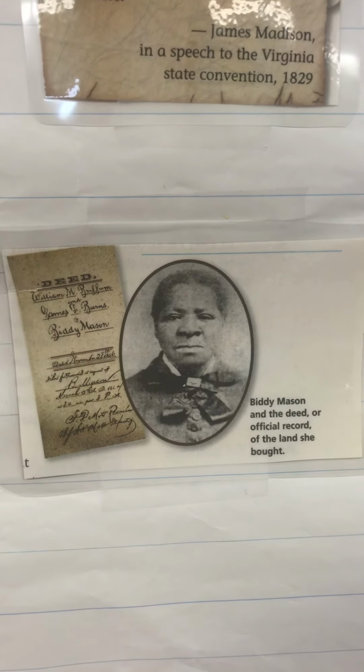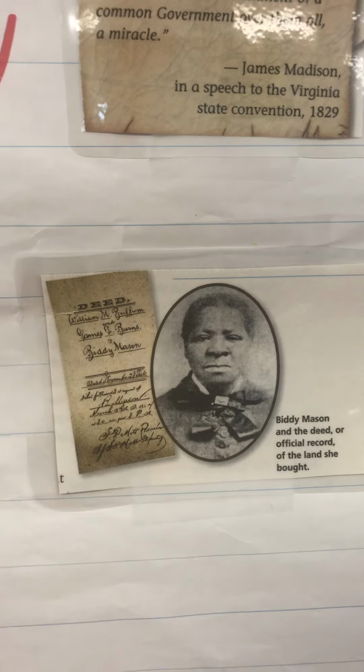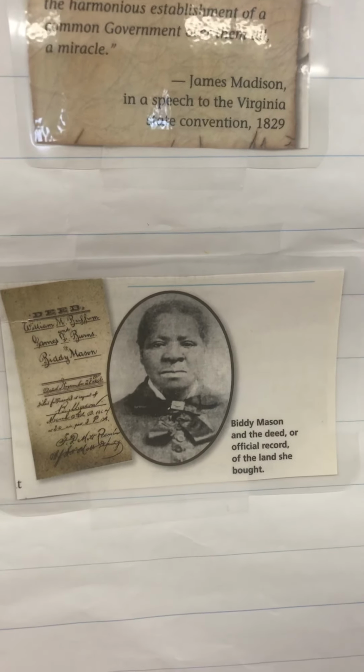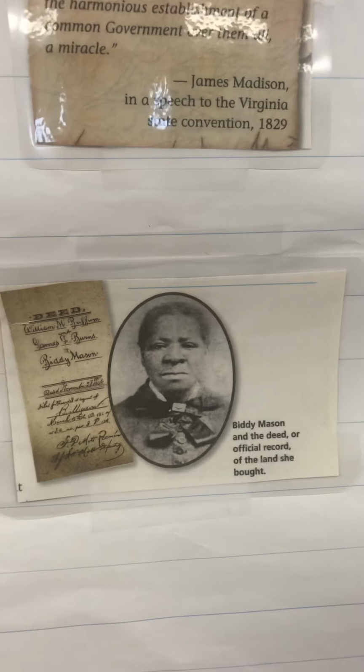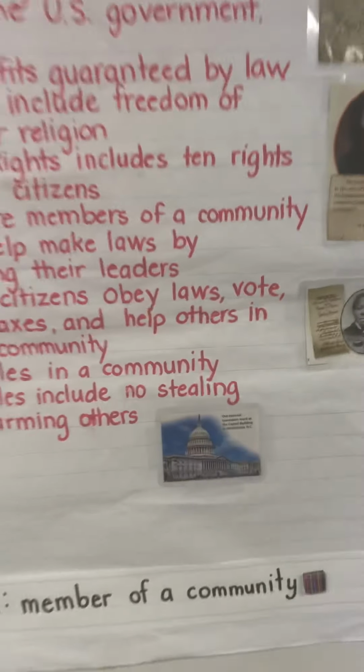Here's someone from the past. This is Biddy Mason. She bought some land, this is called a deed, and then donated parts of it and some of the money to people who needed help. That's being a good citizen.